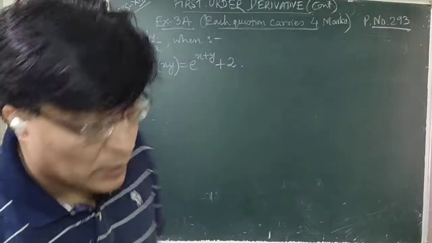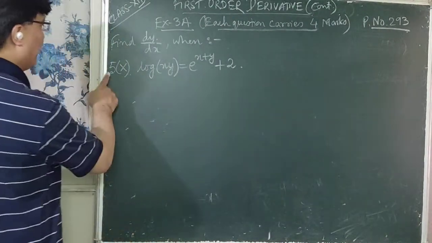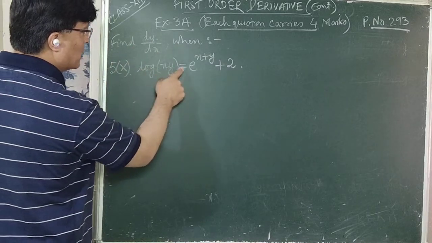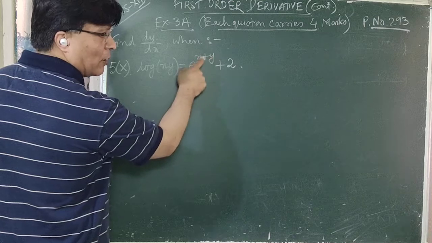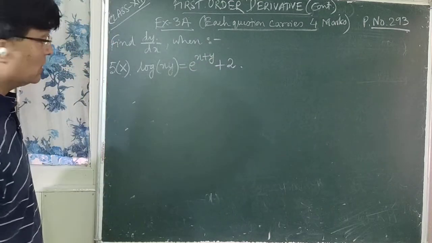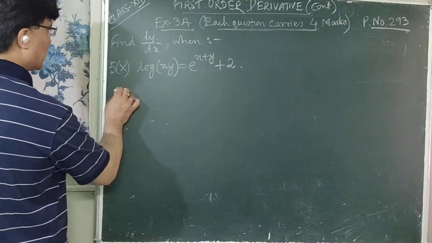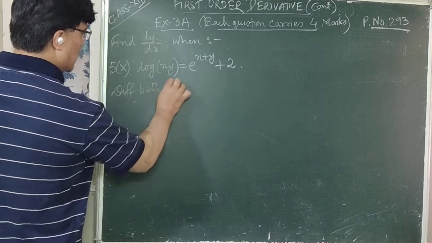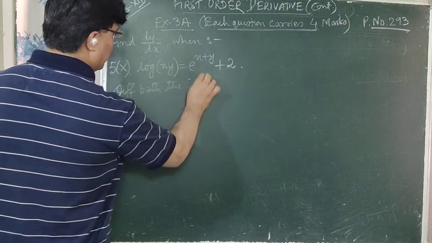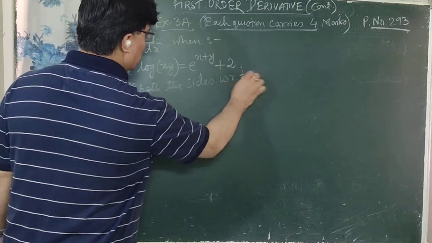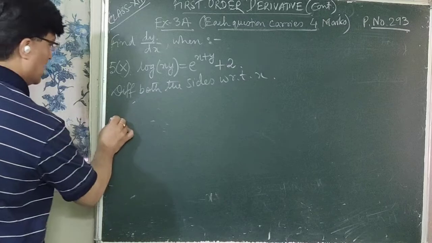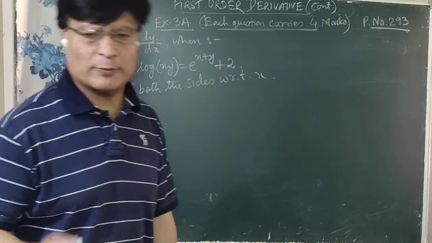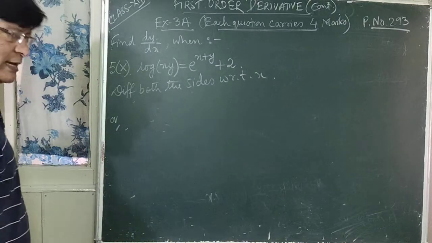So now we'll do the next question, that is number 10. Find dy by dx when log of xy is equal to e to the power x plus y, then plus 2 is a constant. So you can differentiate it directly with respect to x. So write down, differentiating both the sides with respect to x, right? Or you can use the properties of logarithm out there also, that is log x plus log y also, or you may differentiate it directly.